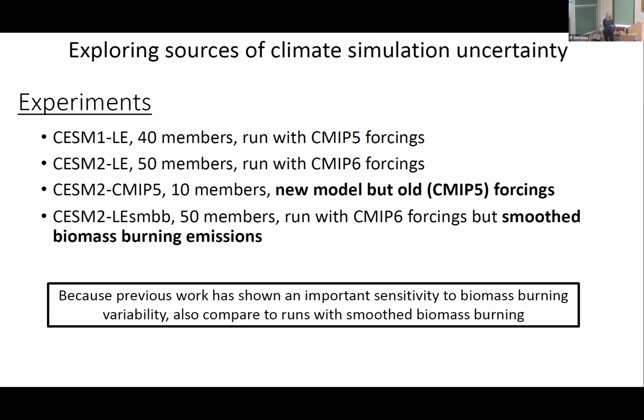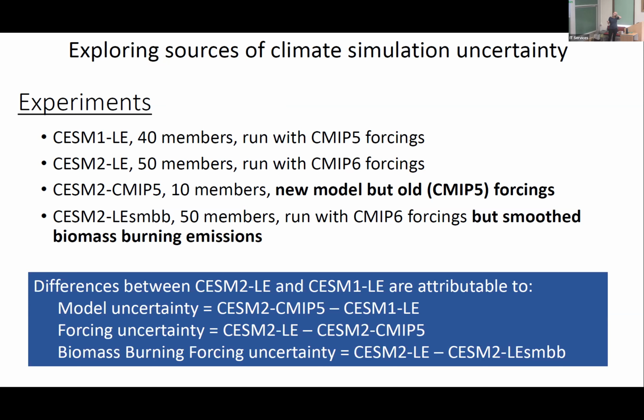I'll also show some results from this CESM2 large ensemble, which has smoothed biomass burning emissions. So you saw that highly variable biomass burning and the fact that it changes over time. We've run an additional 50 members of the large ensemble, but that biomass burning has been smoothed over that 1997 to 2014 time period because it's been shown to be an important driver of differences in our climate transient simulations. Okay, so I can take this set of model simulations and now I can actually attribute the differences between the CESM2 large ensemble and CESM1 large ensemble to model uncertainty, forcing uncertainty, and then this influence of biomass burning and the change in variability in biomass burning.